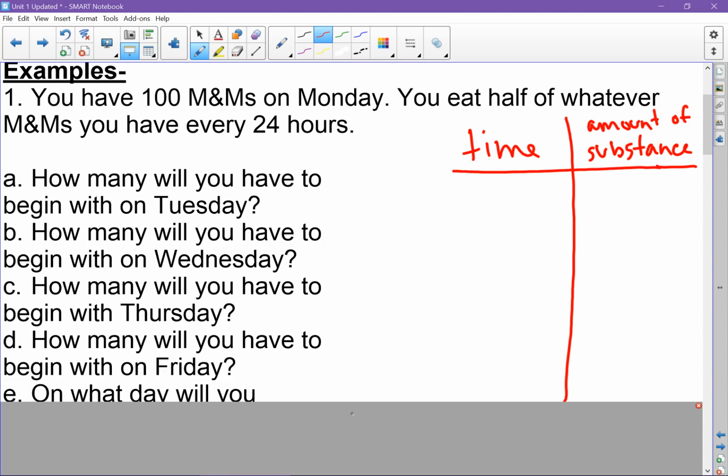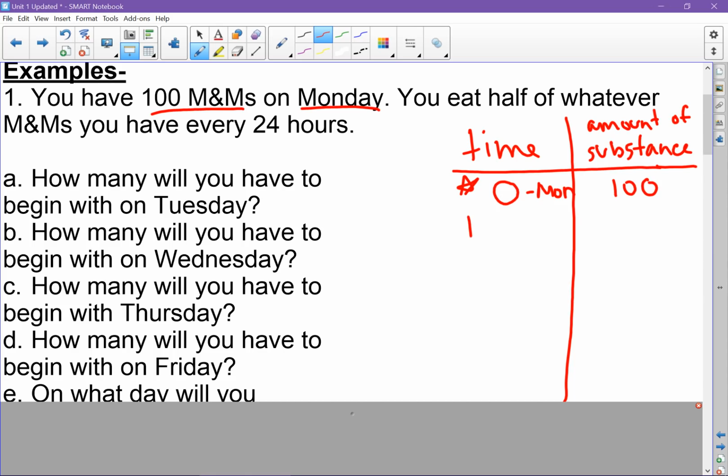Okay? The thing about the time column is it always has to start at 0. Always, always, always. Okay? For us, our 0 day is Monday. That's the beginning of our process. The amount of substance that I have on that day is 100 M&Ms.